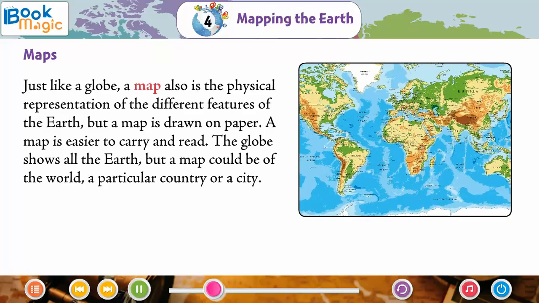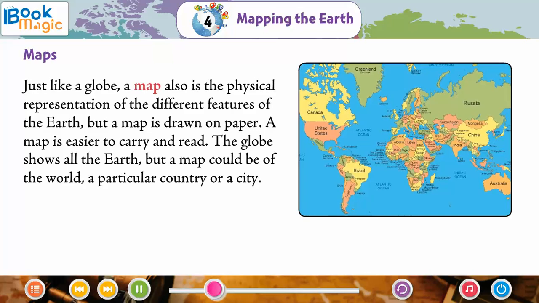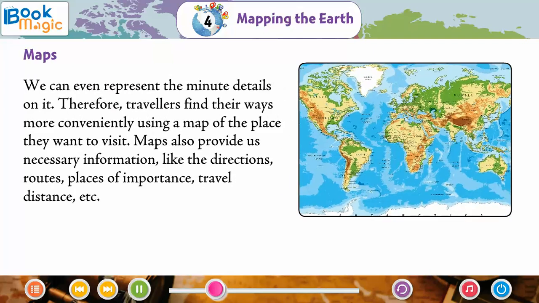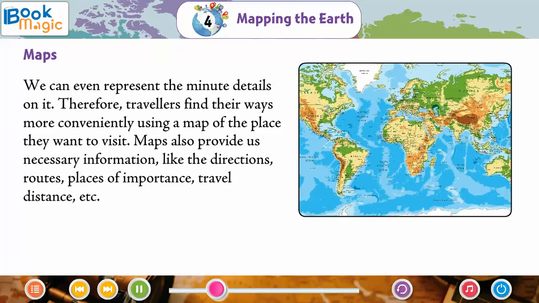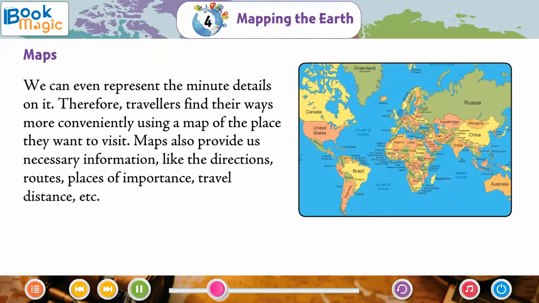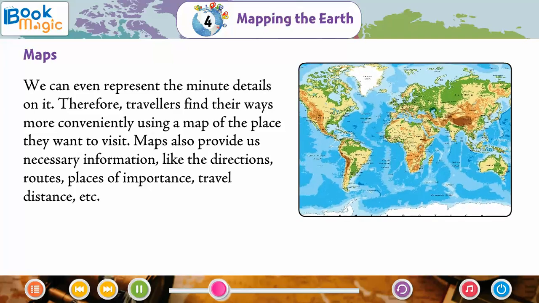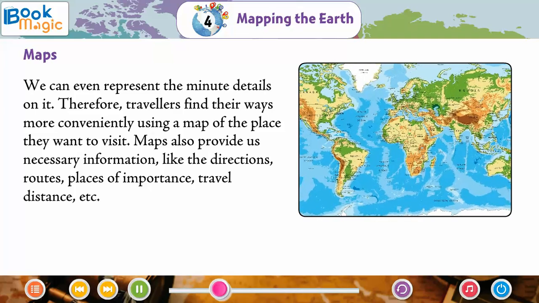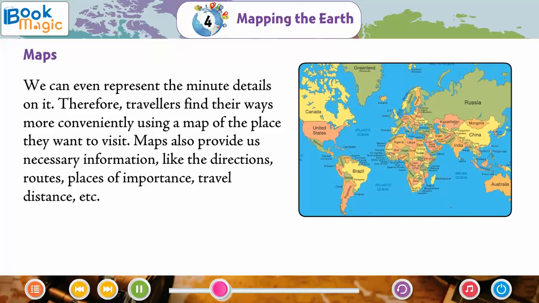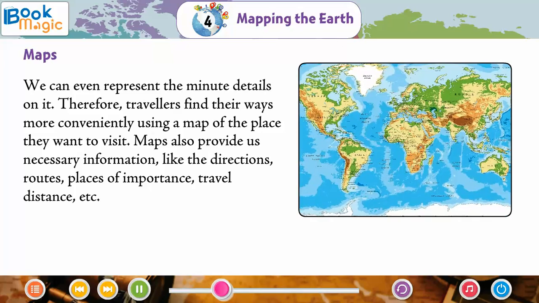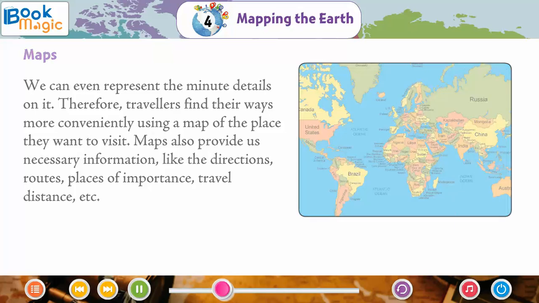The globe shows all the earth, but a map could be of the world, a particular country, or a city. We can even represent the minute details on it. Therefore, travelers find their ways more conveniently using a map of the place they want to visit. Maps also provide us necessary information like the directions, routes, places of importance, travel distance, etc.